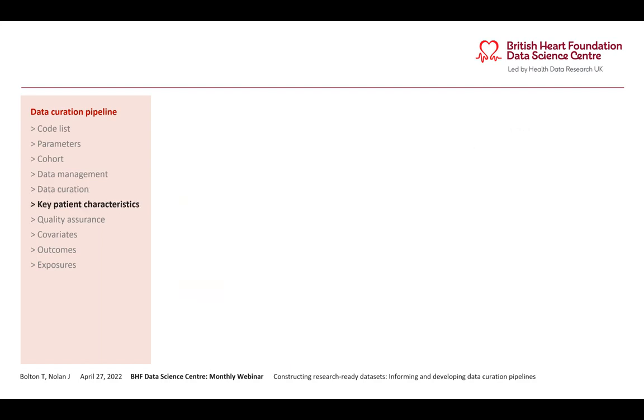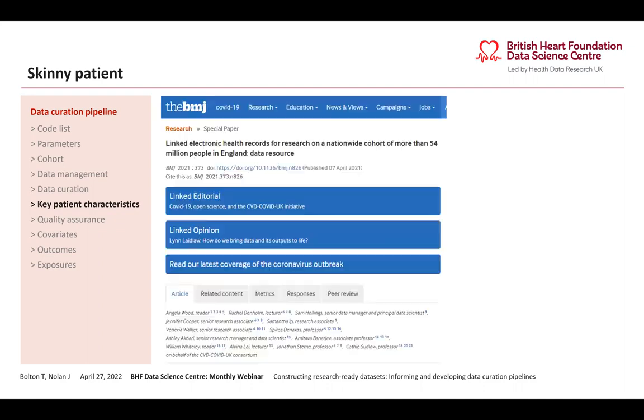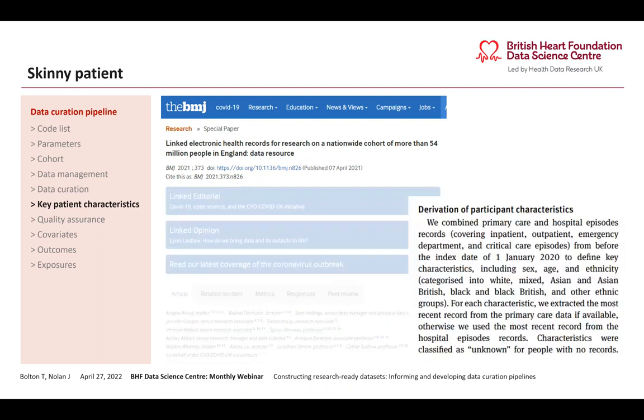I'd like to spend a little bit more time talking about the key patient characteristics stage of the pipeline. It's one that we've had a little more time to work on and showcases how we want to approach the data curation more generally going forward. So those working in the NHS Digital TRE will know this as the skinny patient stage, originally developed by Sam Hollings from the Data Wrangler team with Angela and others for the BMJ descriptive paper. The skinny patient tables gather together information on sex, month and year of birth and ethnicity from the primary care and hospital episodes to form a single record for each patient.